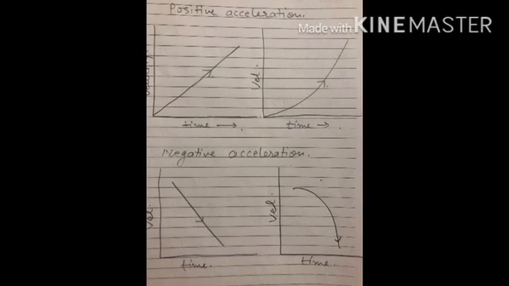Now see, in the upper two, one is uniform acceleration and the second is non-uniform acceleration. But the acceleration in both the cases is positive. And in the downward two graphs, they are showing retardation, means deceleration or negative acceleration. But in the first case it is uniform retardation and in the second case it's non-uniform retardation, or non-uniform negative acceleration, or non-uniform deceleration.